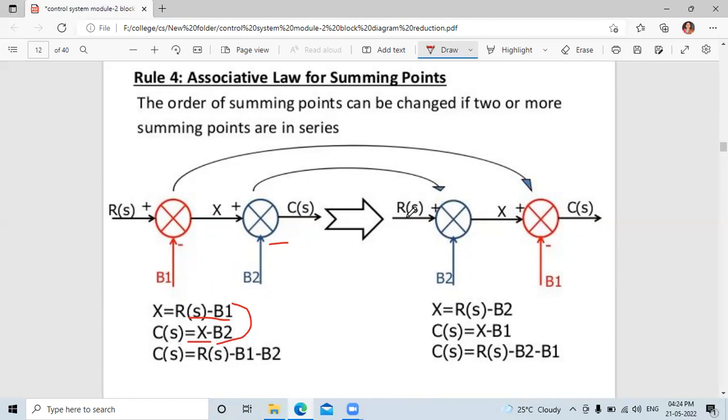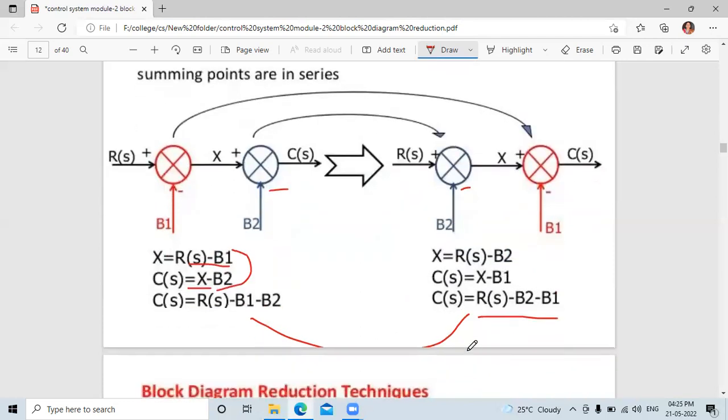So here R of S minus B2, and here minus B1. So X is equal to R of S minus B2, and C of S is equal to X minus B1. If you change it also, you will get the same. When you compare these two equations, both equations are similar. R of S minus B1 minus B2, R of S minus B2 minus B1, both are similar only. So when the two summing points are in series, we can change the order.